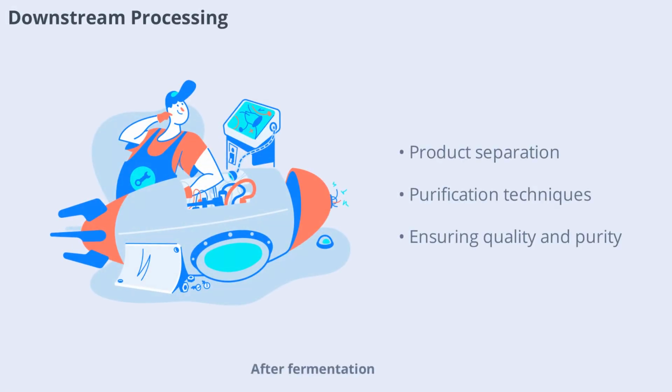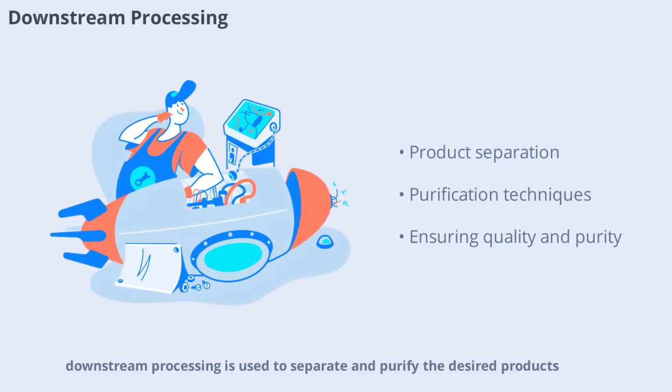After fermentation, downstream processing is used to separate and purify the desired products. This may involve filtration, centrifugation, extraction, and drying. Efficient downstream processing ensures high product quality and purity, which is especially important in pharmaceuticals and food ingredients.